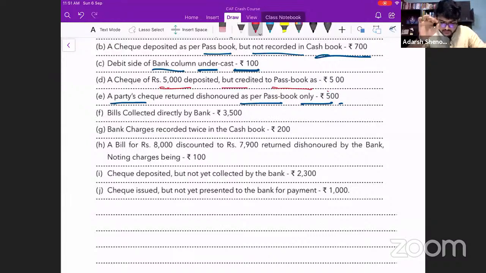What has happened over here? The mistake is in the passbook. We have increased 5,000 in the cash book, but in the passbook they have increased only 500. So the cash book is more by 4,500. That is the problem. Now what should I do? The starting point is cash book. I have to reduce it. This is if we assume it as 500, but I told you don't do that. Let's keep it at 5,000. Okay.